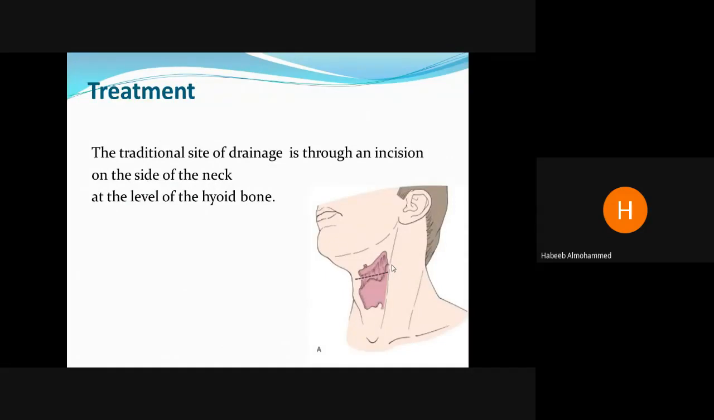Why is it at the level of the hyoid? Why the drainage of the abscess at the level of the hyoid? This is a question for you, and I want your answer in the chat. I will review it at the end of the lecture. Think among yourselves why the incision for abscess drainage of the parapharyngeal space should be at the level of the hyoid bone. Nobody answer now, answer me in the chat at the end of the lecture.